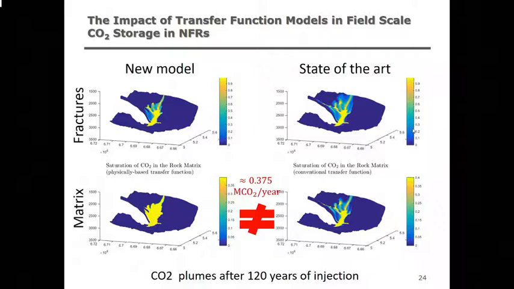And the question now is, does that actually matter? Well, we see the spread of the plume is not so substantially different. However, the amount of CO2 that we were able to store in the matrix differs by 0.4 megaton of CO2 per year. Now, does that matter? Well, it does matter in that context because overall we are injecting 1 megaton per year. So this is a difference of 40%.